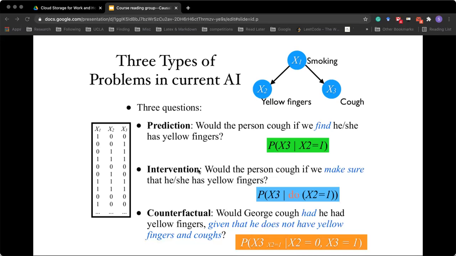When you do this kind of intervention in reinforcement learning, you don't need any previous historical records. You don't need a lot of observational data. You just try, and then you can get some feedback. And that's the intervention.